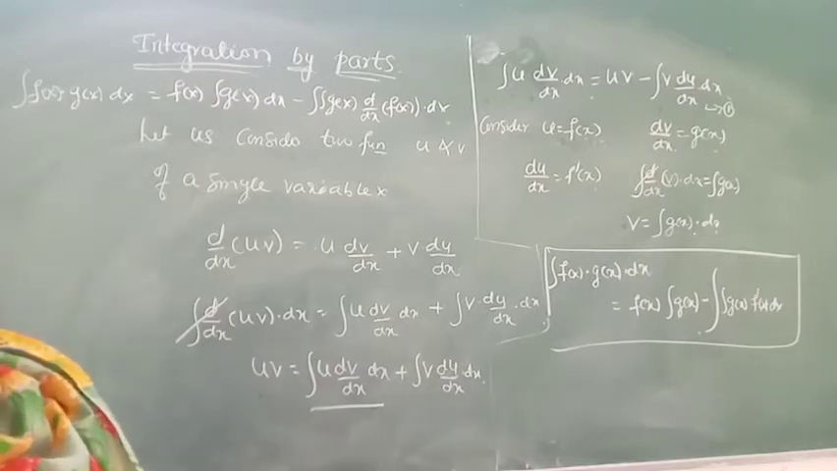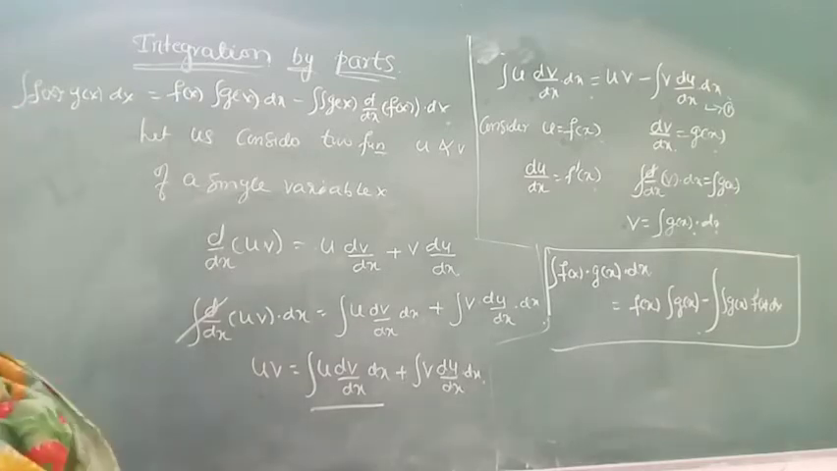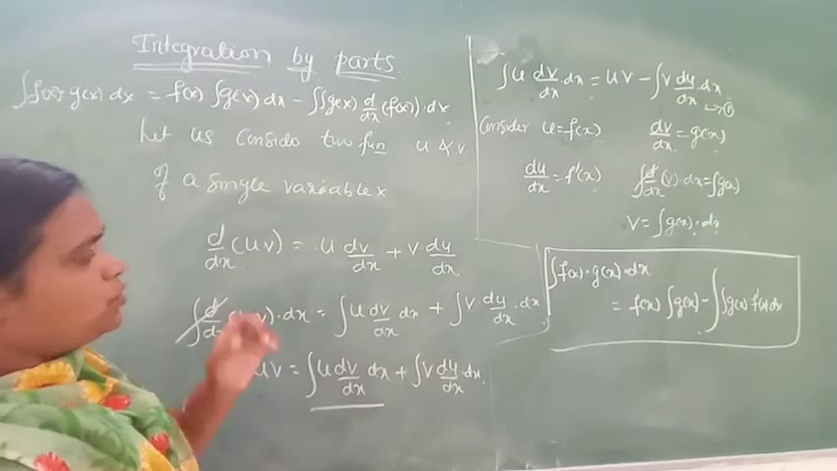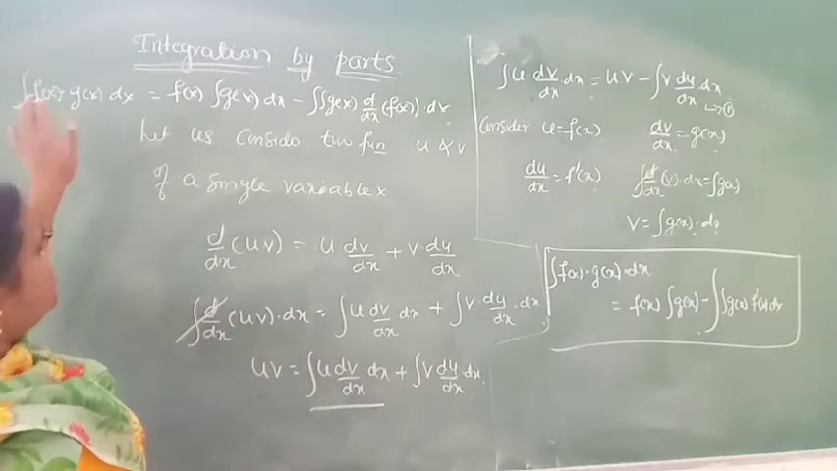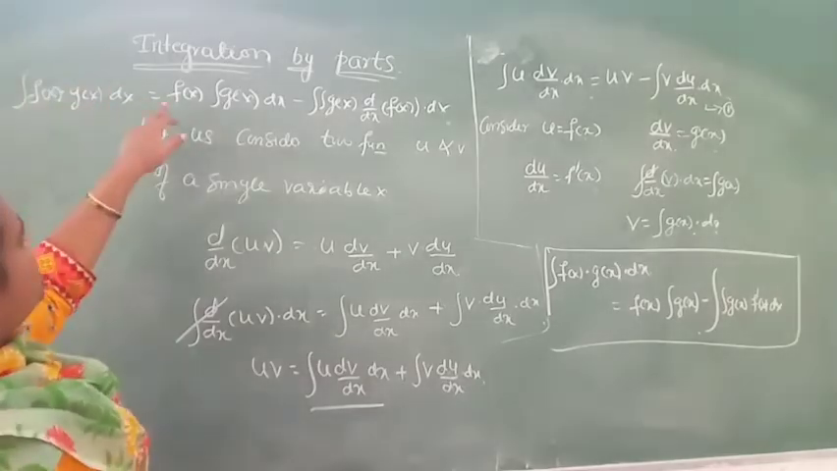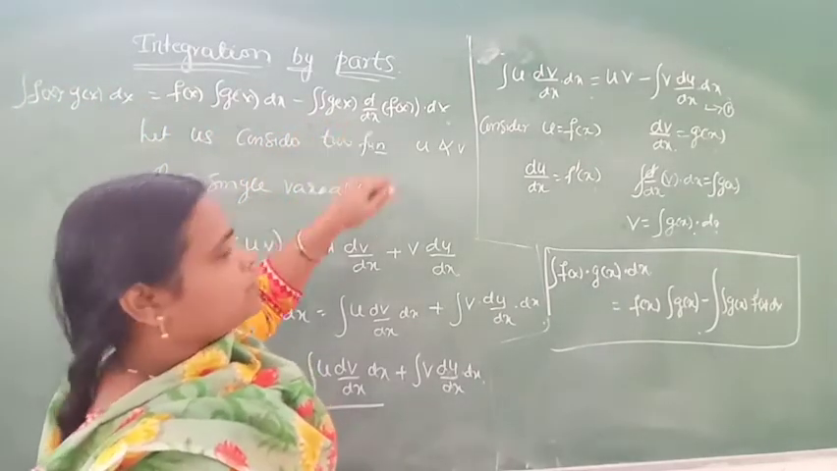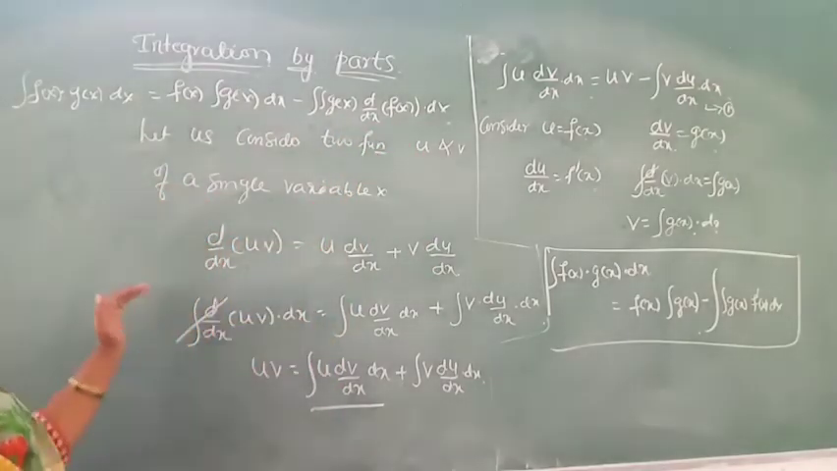How many functions did we consider here? We considered two functions. We know that in differentiation, if two functions exist, we use the product rule. If two functions exist in integration, the integration by parts formula is what? F of x integration g of x, minus integration of integration g of x times the differentiation of f of x with respect to x. This is the theory part of integration by parts.